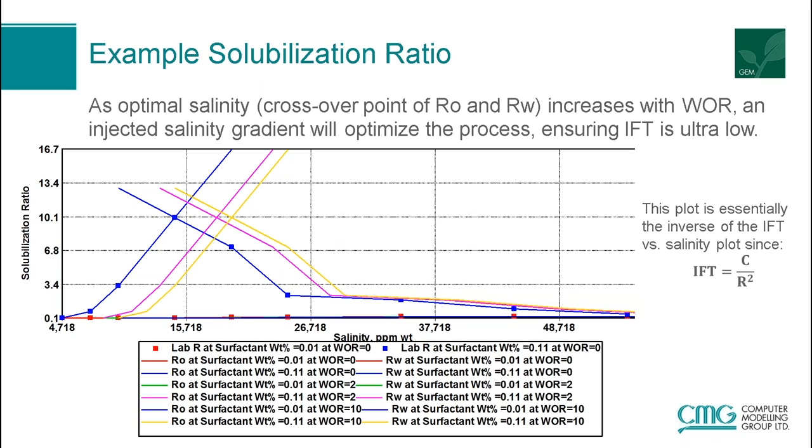Now here's a different plot of the same data. As I mentioned previously, the IFT is just equal to a constant over the solubilization ratio squared. So it's essentially the same data, IFT, but just plotted as solubilization ratio. And we can see again with our 3 different water-oil ratios, our shift to the right as the water-oil ratio increases.